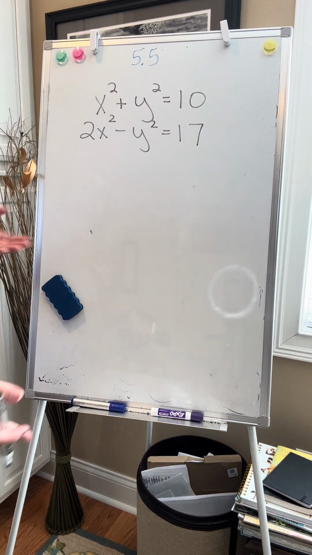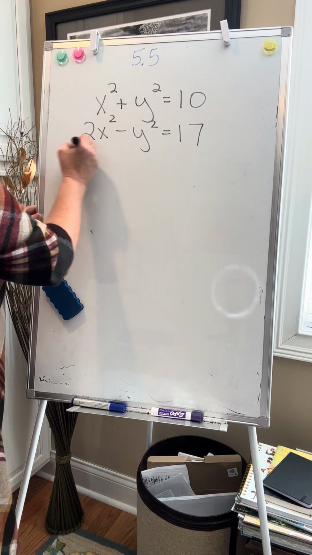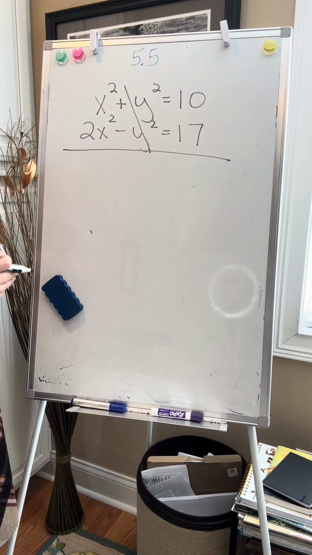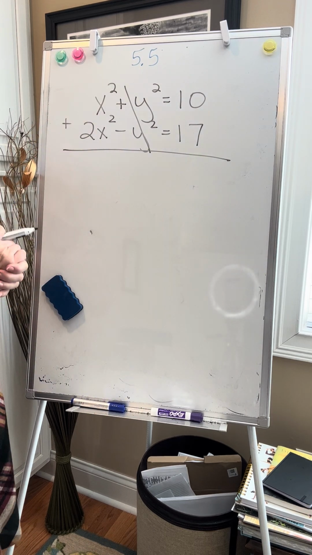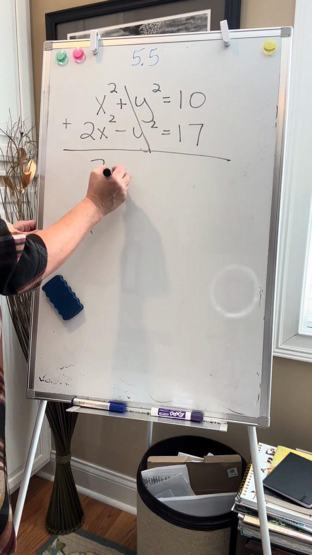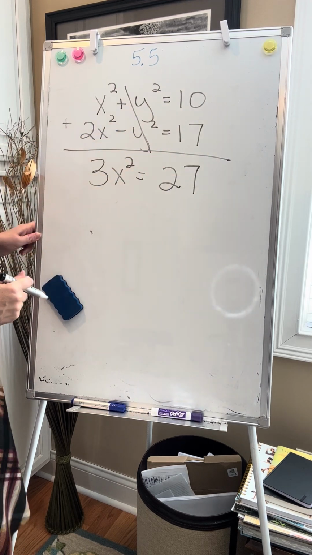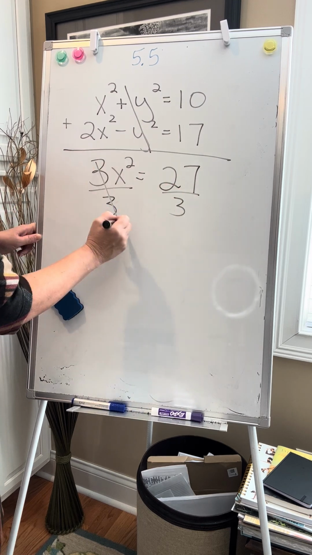So in this example, the y squared and the minus y squared are ready to cancel out. So I won't have to manipulate this one like before. That just cancels when I add down. Again, I kind of like the addition method if it's user-friendly for me. 1x squared and 2x squared is 3x squared. 10 and 17 is 27. So solvable by dividing by 3.